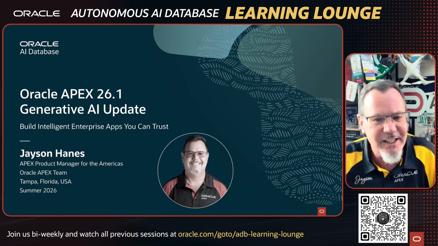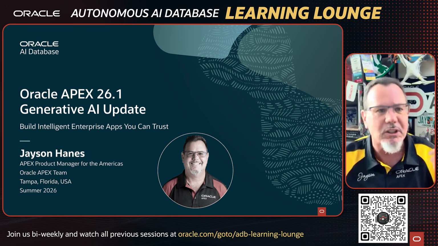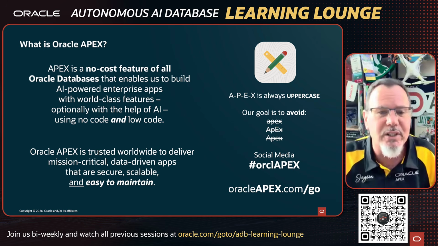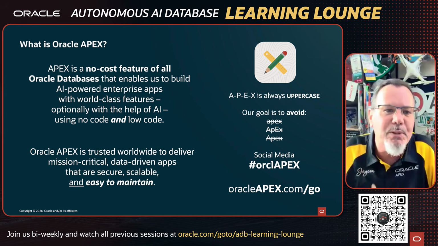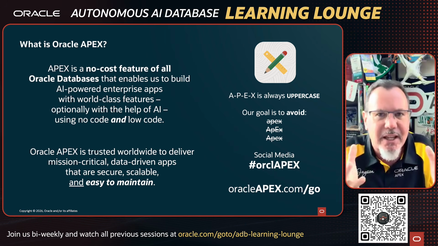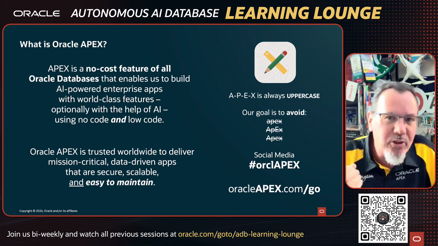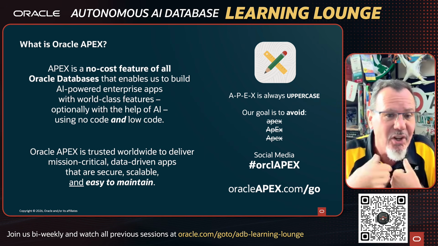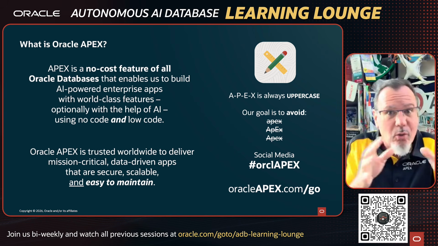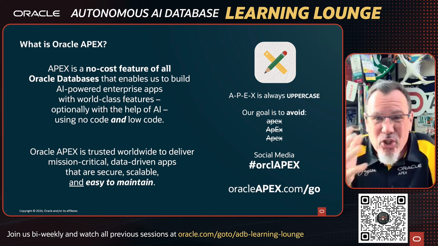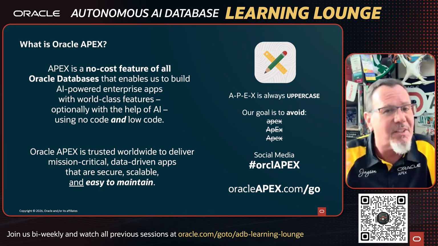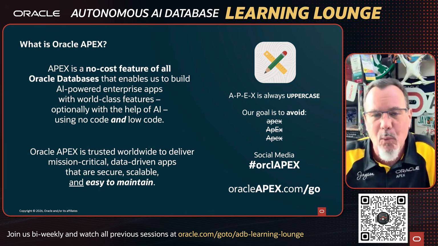In any case, let's get started and talk about what Apex is overall in general. Apex is a no-cost feature of all Oracle databases. It's really important to understand this, but it enables us to build AI-powered enterprise apps with world-class features. So all these world-class features come together, they come to life, and they are optionally built out by us as Apex developers with AI or no AI, or with no code, or with low code. At the end of the day, you can decide as the Apex developer which tools you want to use, including Autonomous Database, to be successful in delivering all these solutions on the web.